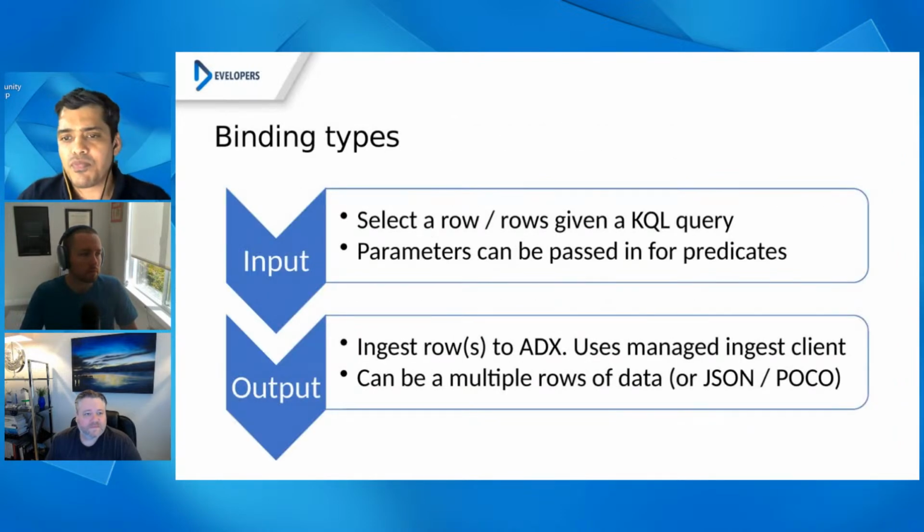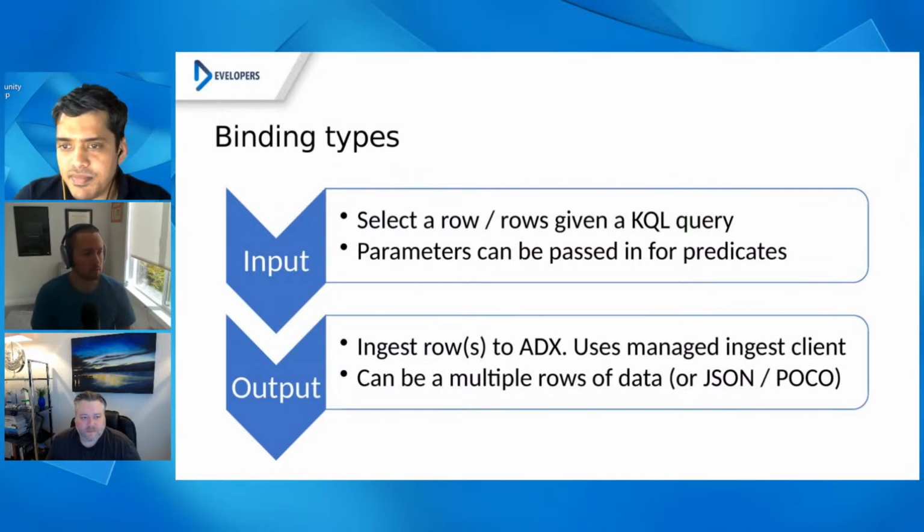Very briefly, we've got input bindings and output bindings. If you want to select rows out of Azure Data Explorer, you use an input binding. So you provide a Kusto query or a KQL query, as we call it, and then pass in a variety of predicates that we want to use against these queries. So that's about the input bindings. And output bindings are for when you have a set of data that's coming in from, let's say, a trigger or from another system of record that we want to ingest into Azure Data Explorer. So those are the two bindings that we offer as part of our initial preview.